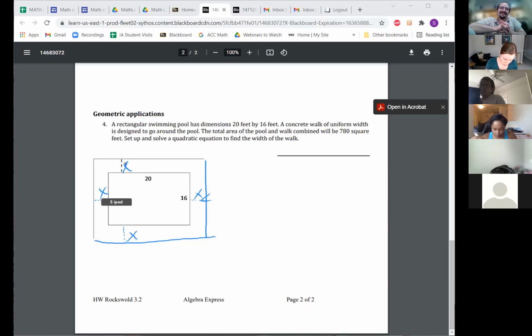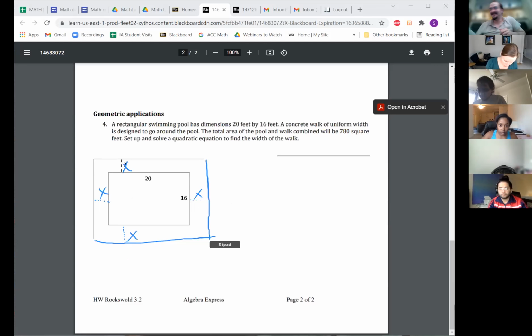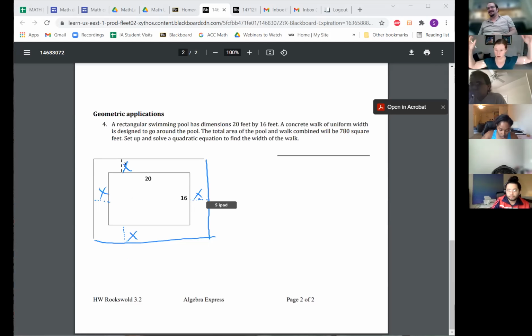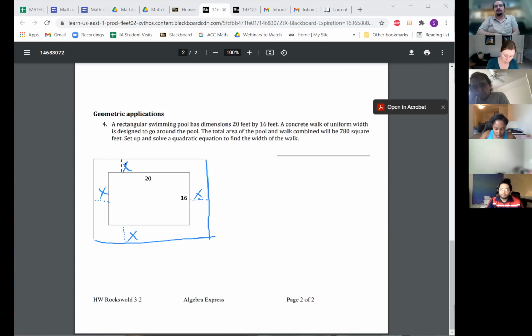So let's try to write the bigger rectangle now. Since I just said that the big length times the big width is what gives us the 780, that means I need the big width and the big length to get the 780, right? So tell me, how wide is this?